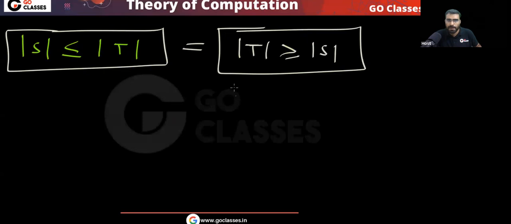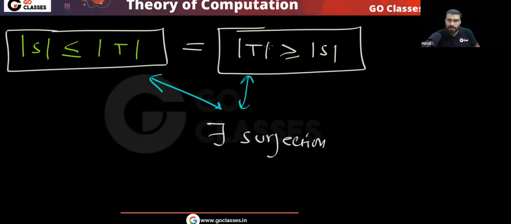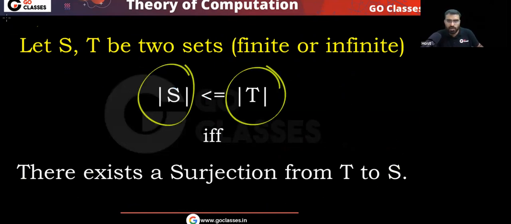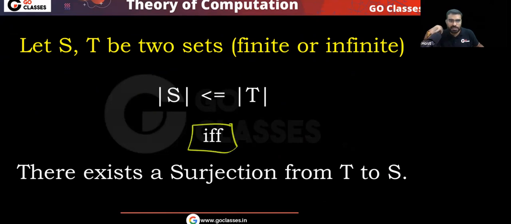Now tell me, when can I say this? Remember, these are same. When there exists a surjection from where to where? From T to S. When there exists a surjection from T to S. So this is the point you can notice. Set S cardinality is less than or equal to set T cardinality if and only if there exists a surjection from T to S.